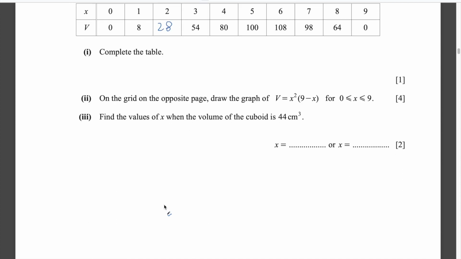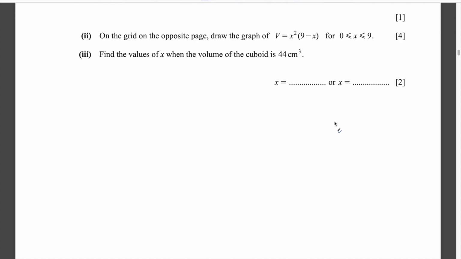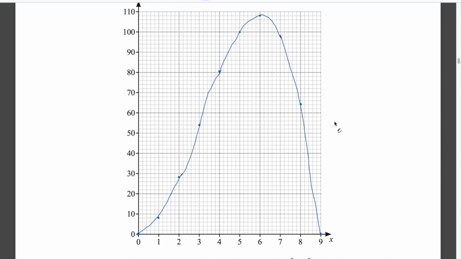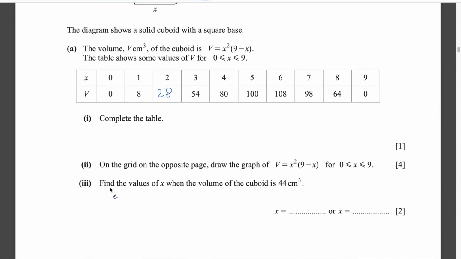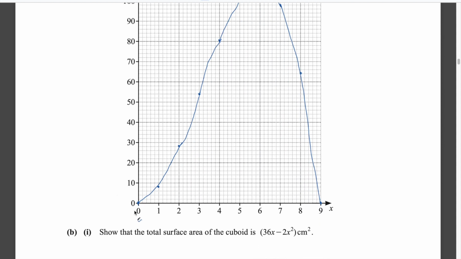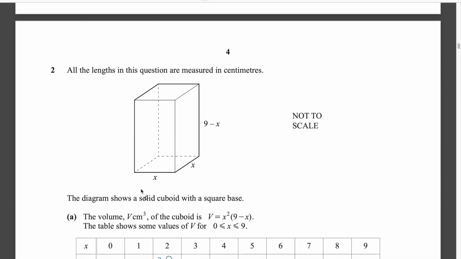It says on the grid on the opposite page, draw the graph of V is equal to x squared times 9 minus x for x between 0 and 9 inclusive. To save time, I already constructed it. You just mark these points on the grid, then you join them, and we know that each small block in the vertical line represents 2 units, because 0 to 10 has been subdivided into 5 small squares. So 10 divided by 5 is 2. It means that each small block is 2 units.